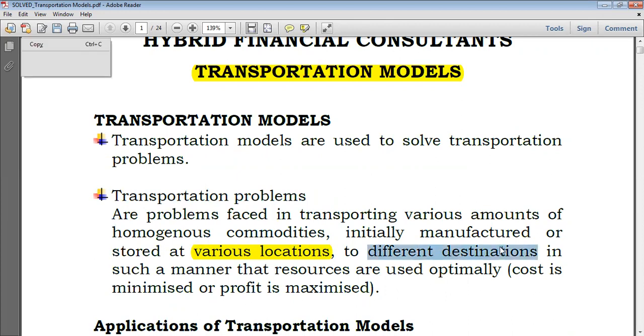So from various sources to various destinations. How would you move them in such a way that resources are used optimally? Optimal use of resources. By optimal use, we usually refer to minimization of cost or maximization of profit. So that's our main goal here. Just like linear programming that aims to make optimal allocation of resources, transportation models do the same. So that's our focus right now.